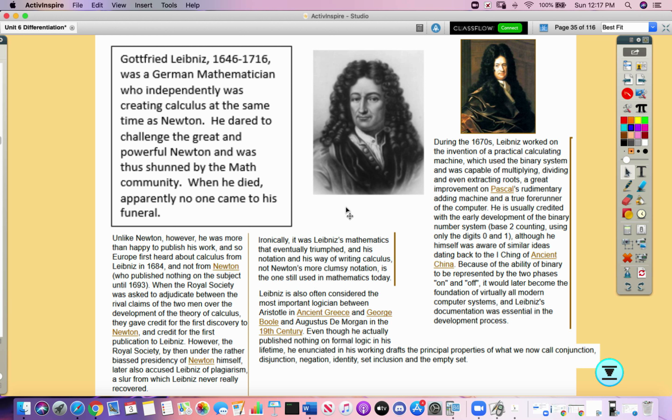So even though we give Newton so much of the credit for creating calculus, it's actually kind of interesting because nearly all of our notation, everything that we use for writing calculus, all came from Leibniz. So I guess he gets the last laugh.